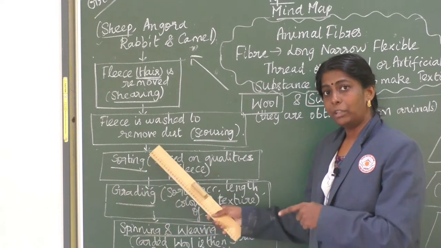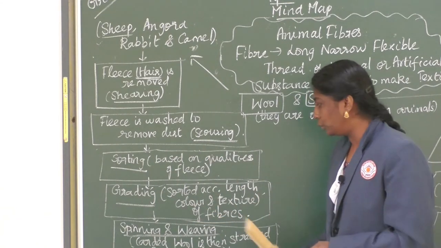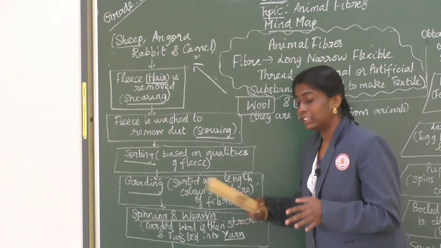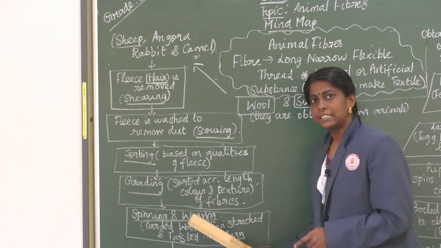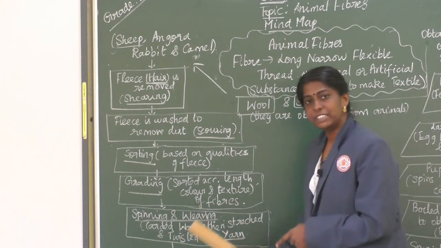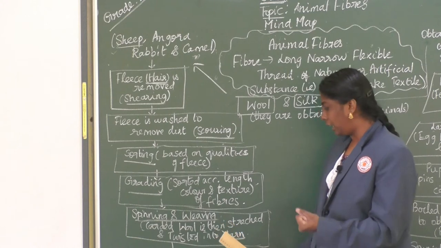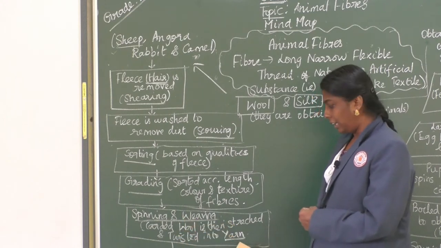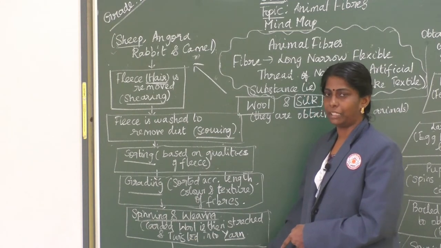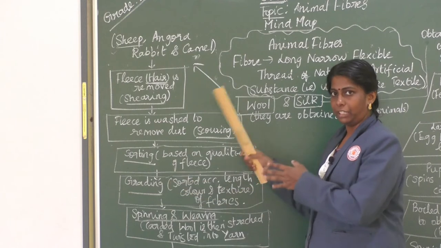Then after sorting, it will be grading. Grading in the sense that they are sorted according to length, color and textures of fibers. And then it's continued by spinning and weaving. Here the carded wool is then stretched and twisted into yarn. Yarn is nothing but the spun wool. So they are twisted and made into yarn, and from the yarn you can obtain the fabric. So this is about the first one, wool, and how we get the fabric, the processing.